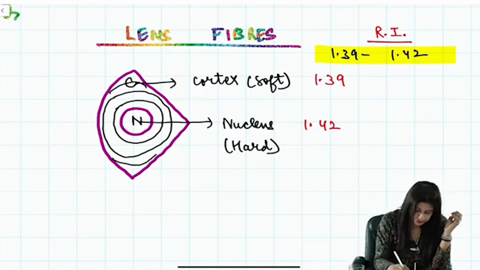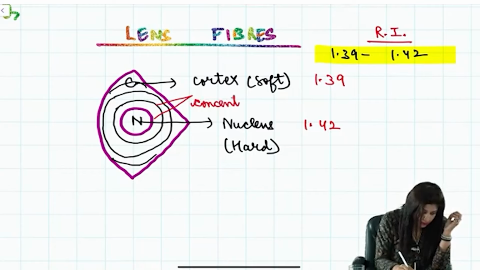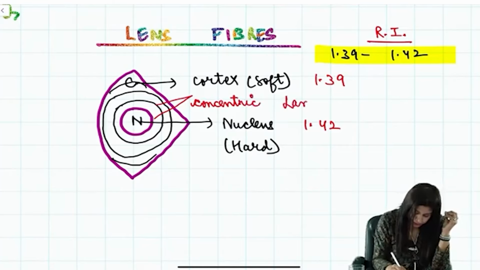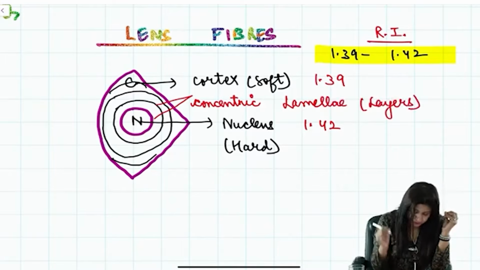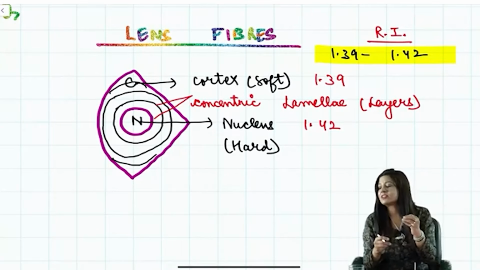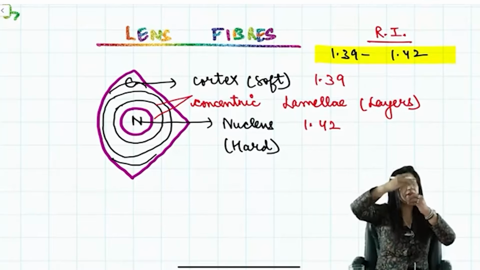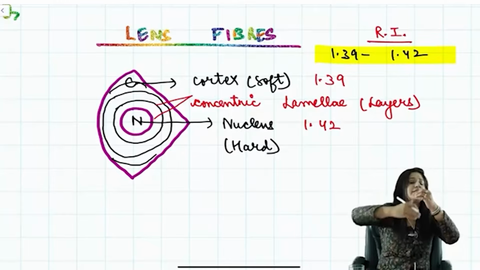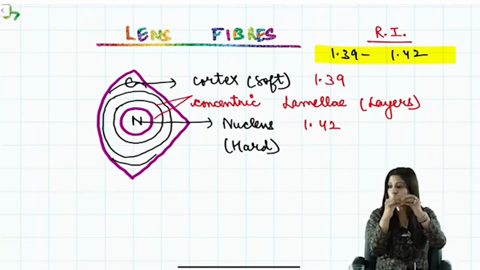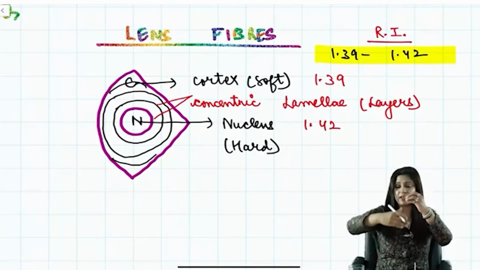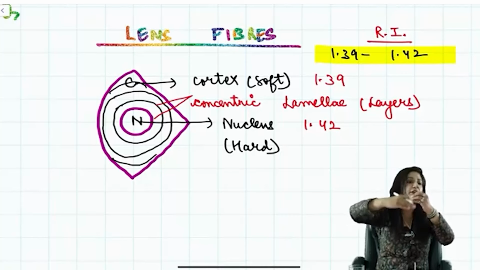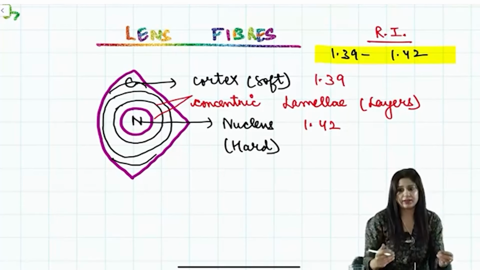Like this. These are the concentric lamellae, or the layers. So basically the lens is just like an onion. जैसे होती है ना बहुत सारी layers we have one over the other, वैसे ही lens है. Innermost node is the nucleus and then we have so many layers and peripheral will be cortex, something like this.